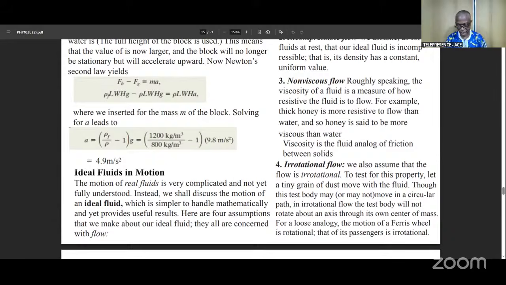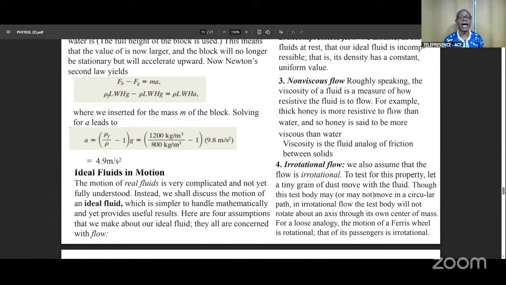So, by the time you are getting to those second and third terms, that's the difference between real fluids and ideal fluids. So ideal fluid is sufficient for us to theoretically consider fluids in motion.